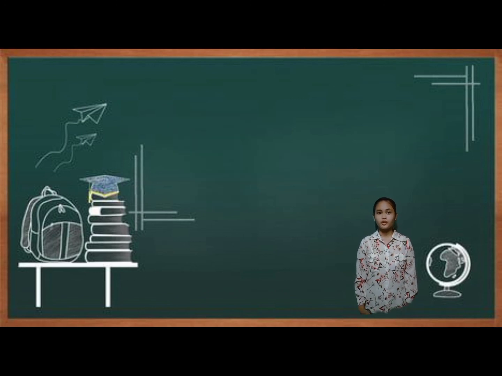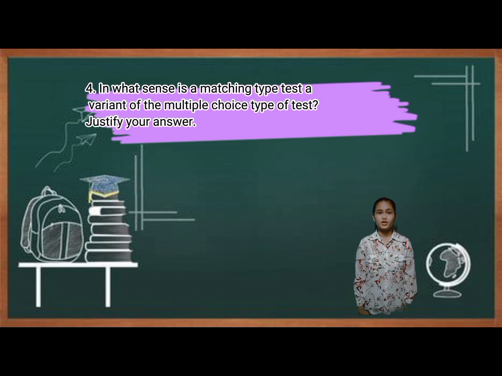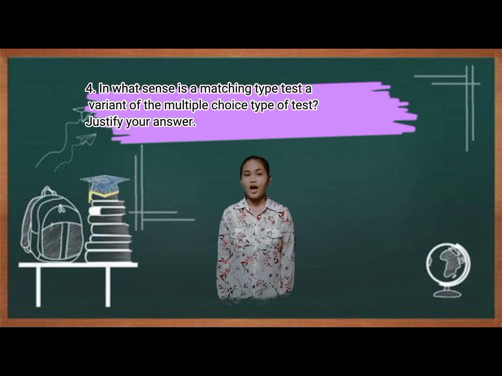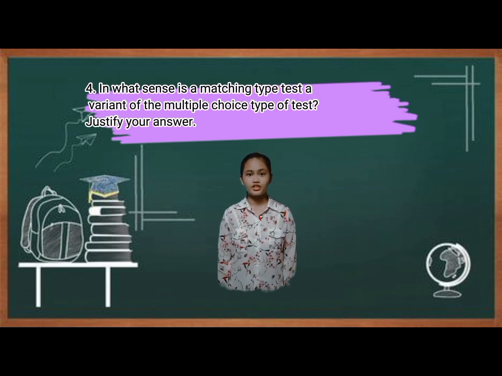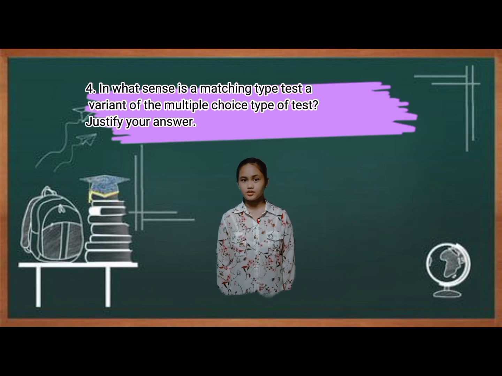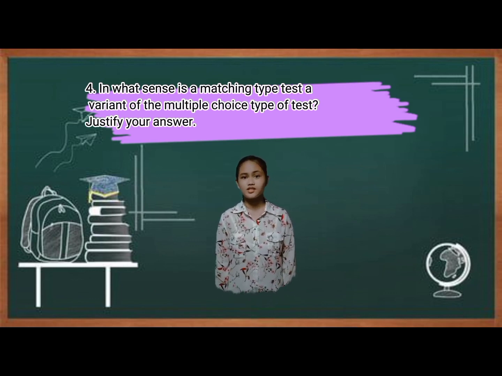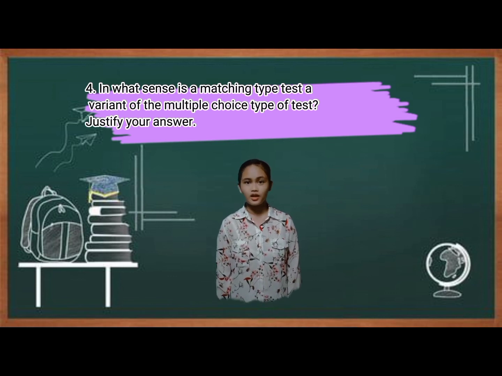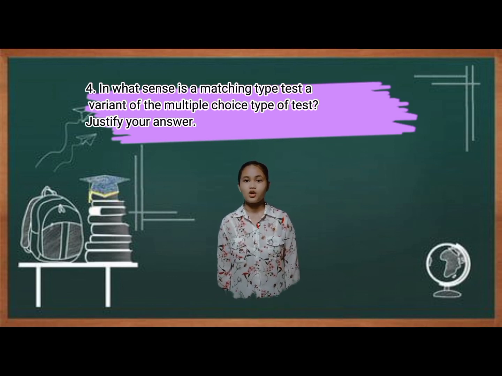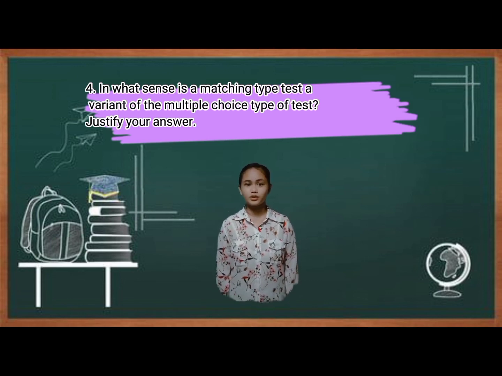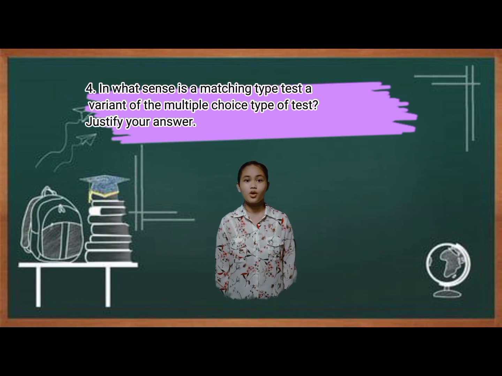For the fourth one, in what sense is a matching type test a variant of the multiple choice type of test? Justify your answer. A matching type test may be considered a modified multiple choice type of test where the choices progressively reduce as one successfully matches the items on the left with the items on the right. It may also be considered a variant of the multiple choice type of test in which more than one choice is correct.